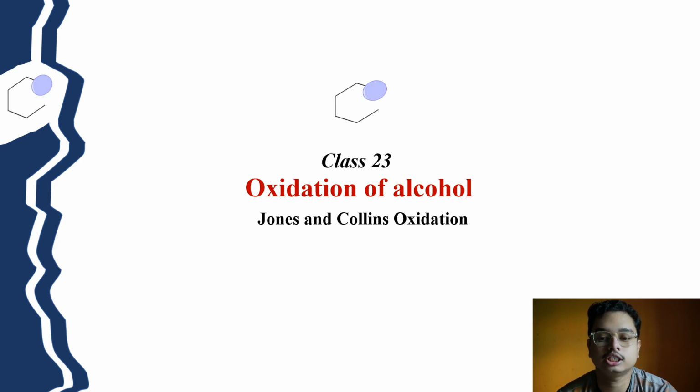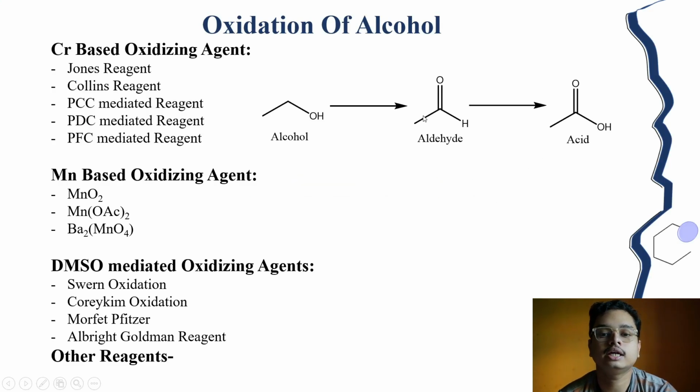So this is the oxidation of alcohol, and in this class, we are talking about the Jones and Collins oxidation in detail. First of all, in oxidation of alcohols, there are mainly three types of oxidizing agent. One is the chromium-based oxidizing agent, and under it there are Jones reagent, Collins reagent, PDC, PCC, and PFC. In the case of Mn-based oxidizing agents, there are MnO2, MnOAc2, and Ba2MnO4, out of which MnO2 is the most important.